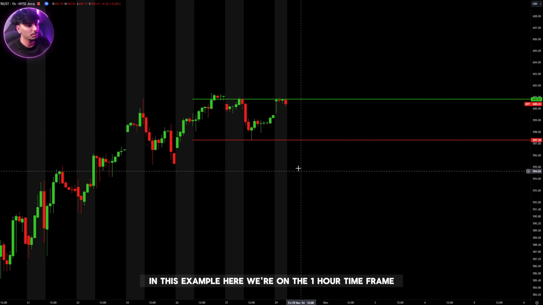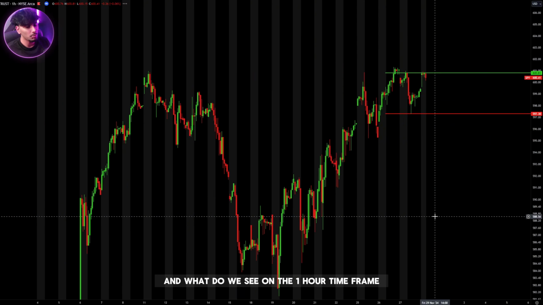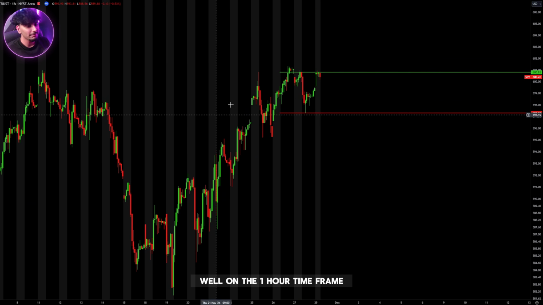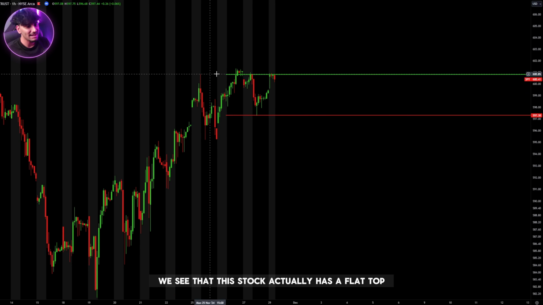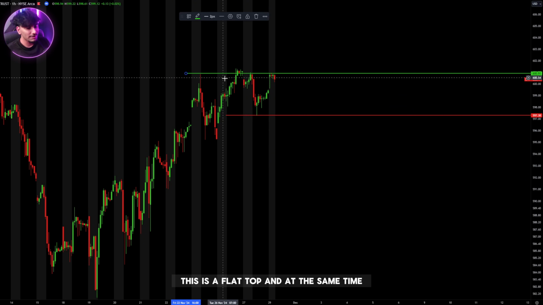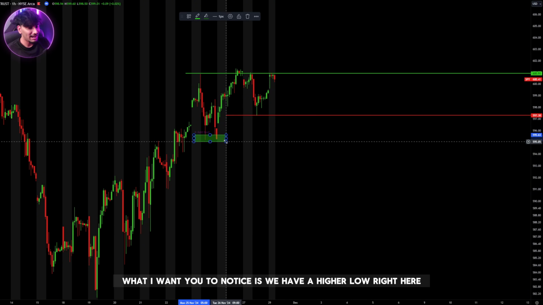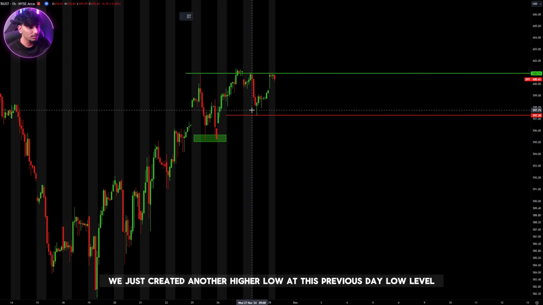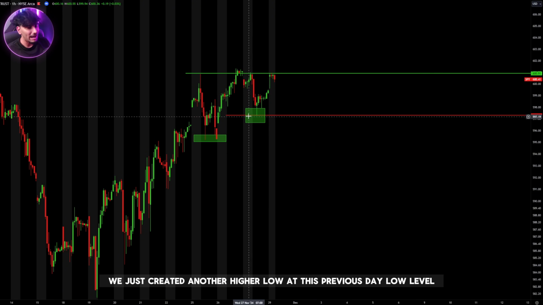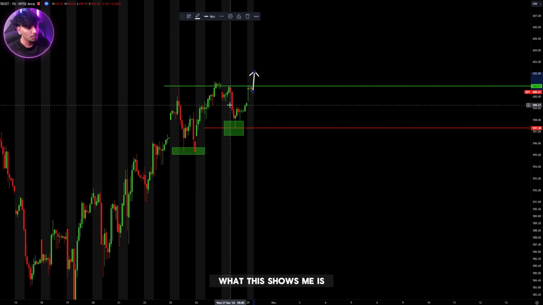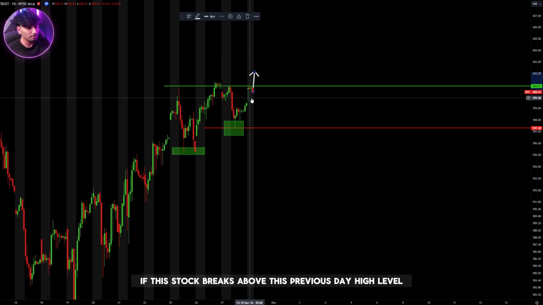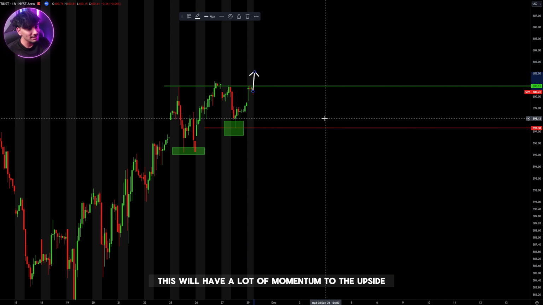In this example, we're on the 1-hour time frame, and what do we see? Well, we see that this stock actually has a flat top. If we just extend this over, this is a flat top, and at the same time, what I want you to notice is we have a higher low right here, and then we just created another higher low at this previous day low level. What this shows me is if this stock breaks above this previous day high level, this will have a lot of momentum to the upside.